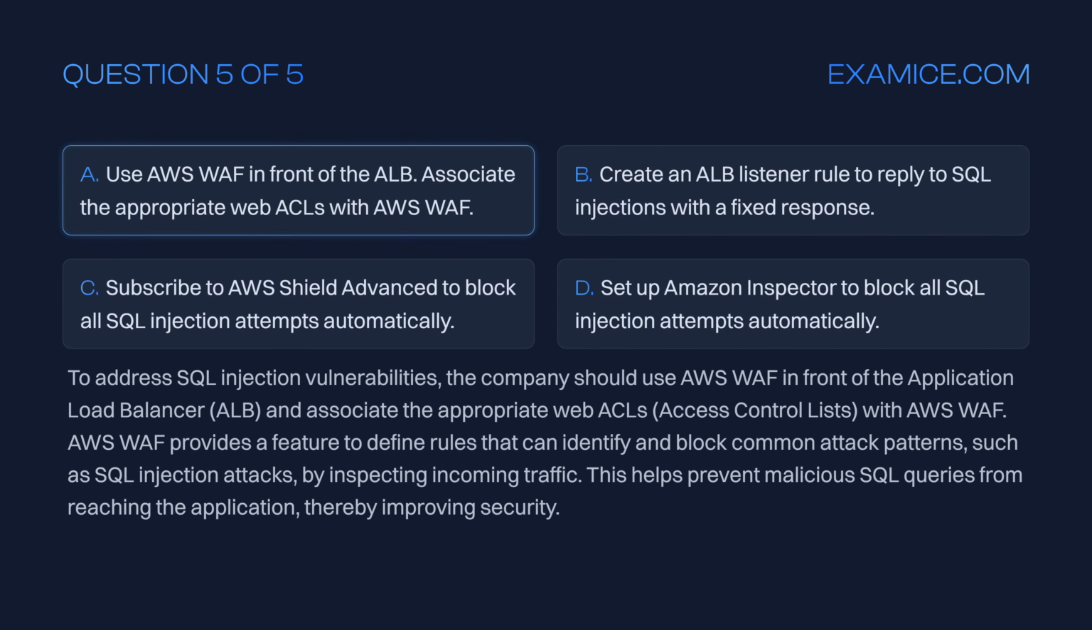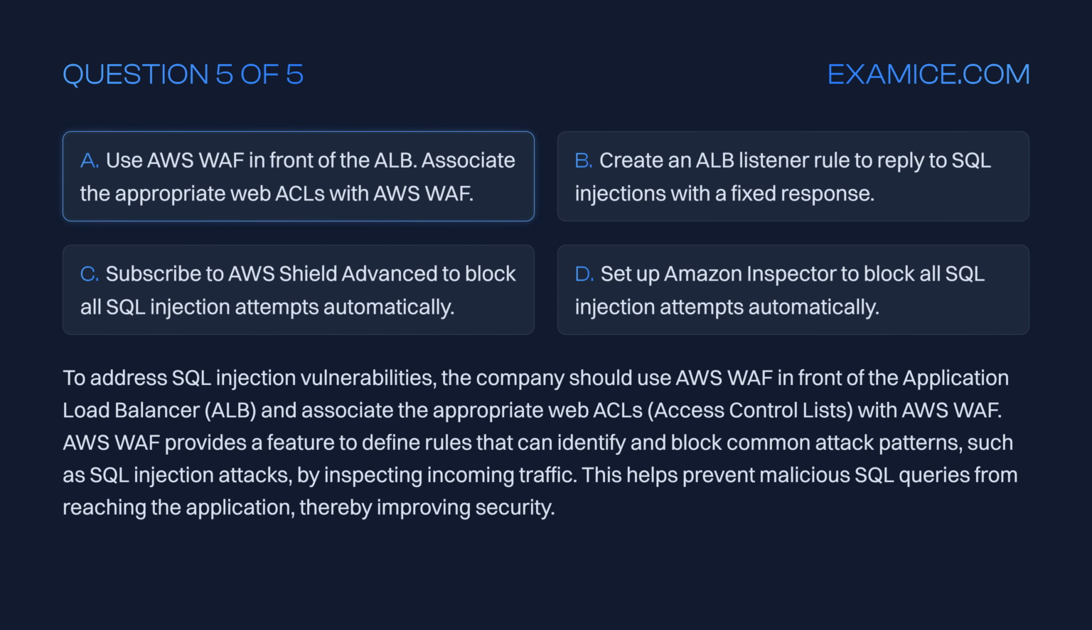The answer is option A. To address SQL injection vulnerabilities, the company should use AWS WAF in front of the application load balancer and associate the appropriate web ACLs with AWS WAF. AWS WAF provides a feature to define rules that can identify and block common attack patterns, such as SQL injection attacks, by inspecting incoming traffic. This helps prevent malicious SQL queries from reaching the application, thereby improving security.